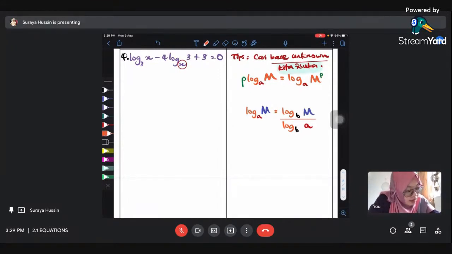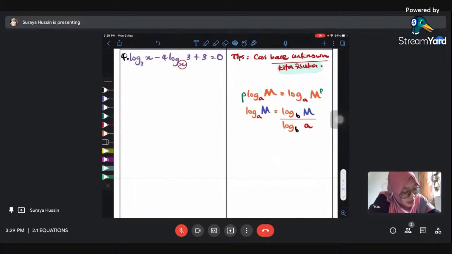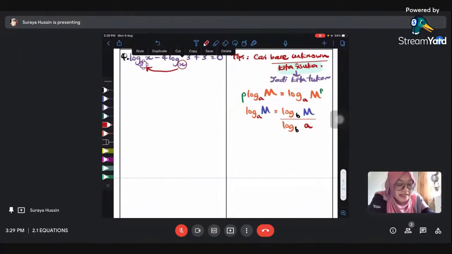Alamak, kacau lah yang ni. Saya bawa dia turun kejap. Kita tak suka, kan? Disebabkan kita tak suka, jadi kita tukar. Kita tukar jadi apa? Kita tukar jadi base yang ada sesuatu di sebelah dia. Susah cakap, so saya guna member lah. Dia ada member yang base-nya 3.